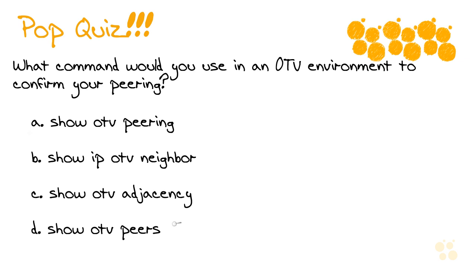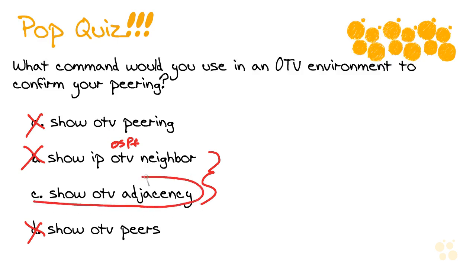Okay, never heard of show OTV peers or peering, any of that terminology. So I narrow it down to two options in my exam environment here. This is trying to confuse me with OSPF. Yeah, show IP OSPF neighbor. So sure enough, our correct answer is show OTV adjacency in order to verify the peerings of OTV across what is typically a multicast enabled cloud.